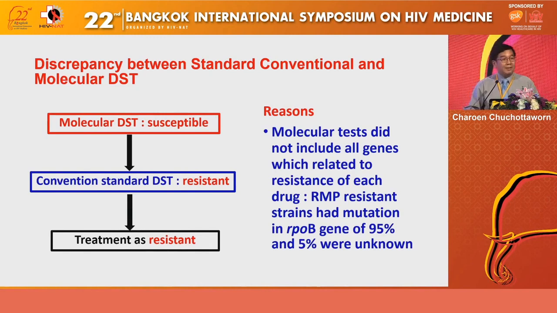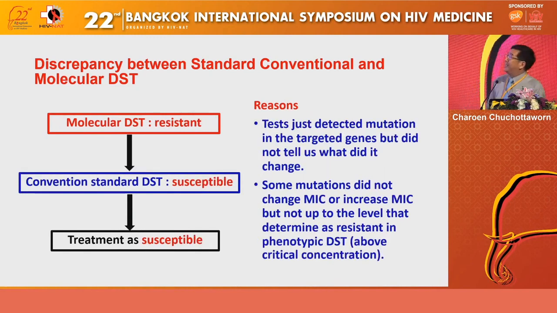Does everybody understand this? And the next point: if the molecular test shows resistance, but the standard test shows susceptible, what will you do? Treat as resistant? Don't believe that it's resistant? Treat as susceptible? My idea is that I believe in standard susceptibility testing, which has more evidence, so you have to change to susceptible. It's more confusing and makes us not sure.